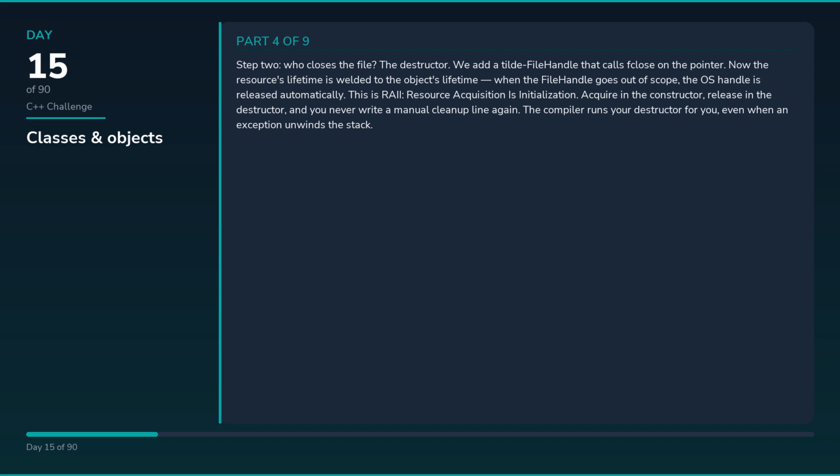Step 2, who closes the file? The destructor. We add a tilde file handle that calls close on the pointer. Now the resource's lifetime is welded to the object's lifetime. When the file handle goes out of scope, the OS handle is released automatically. This is RAII, resource acquisition is initialization. Acquire in the constructor, release in the destructor, and you never write a manual cleanup line again. The compiler runs your destructor for you, even when an exception unwinds the stack.